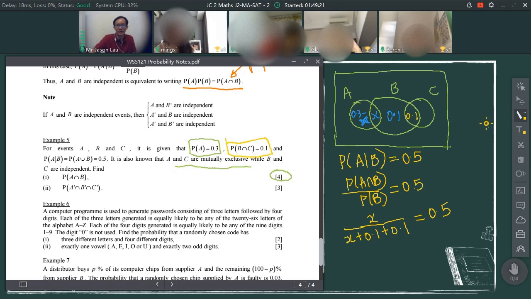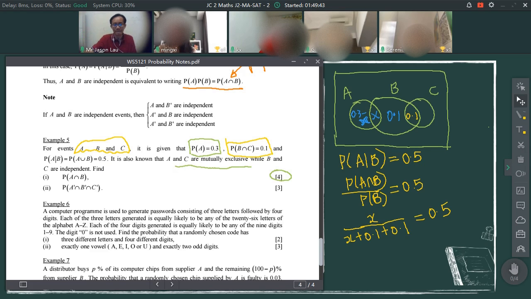I feel this sort of question, right? When you see ABC events, most of the time you really have to draw the diagram. Then along the way, you try to use up all the information given to you. You try your best to use the information, then you try to solve the problem.